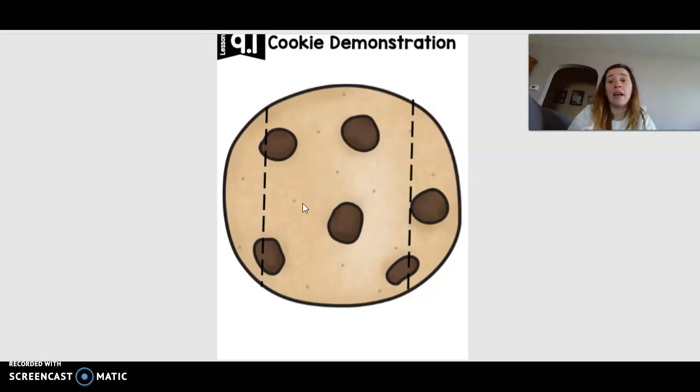No. We do not have even pieces of the cookie, and that is something important that we're going to talk about in our unit in fractions. So today we're going to start talking about equal parts. We're going to learn how to recognize if something has been split into equal parts or unequal parts to help us get ready to learn about fractions. To be a fraction, you have to have equal parts.